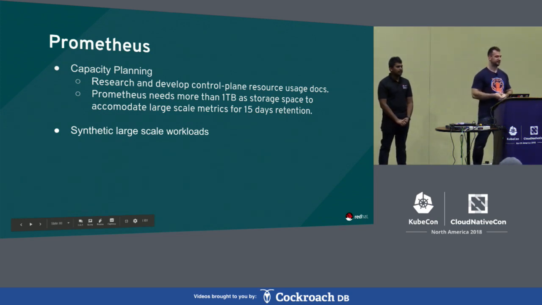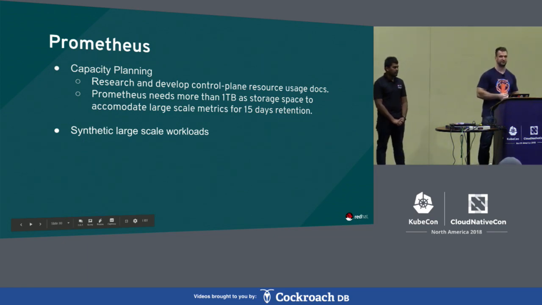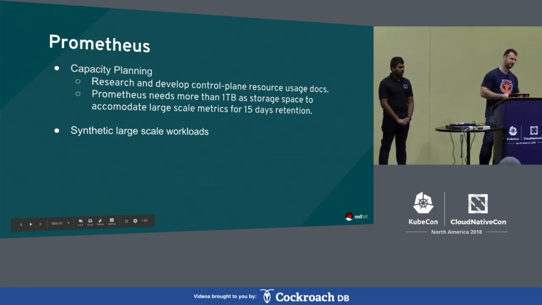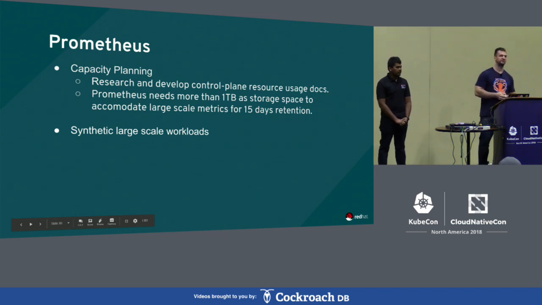We also applied synthetic large-scale workloads that are based on Grafana queries, but applied synthetically, just to make sure that Prometheus can scale. And the next version of OpenShift, not 3.11, will have Prometheus 2.5, which does have some substantial memory improvements as well as scalability improvements.